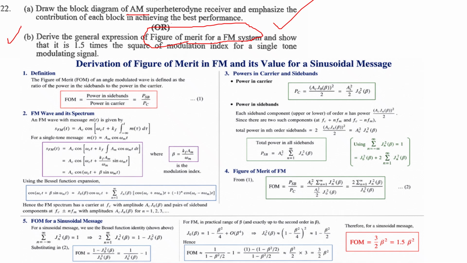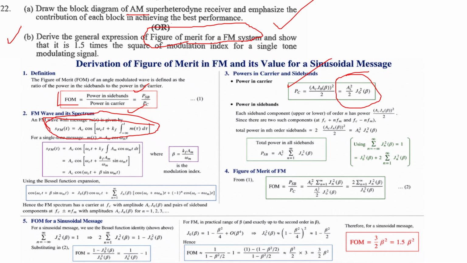So first let's see the power. The figure of merit is the power in the sideband divided by the power in the carrier. So we are going to find out both the powers, and then you can take the ratio. The power of the carrier, you can see here, is nothing but amplitude squared by 2, and the power of the message signal, this is the expression for frequency modulation.